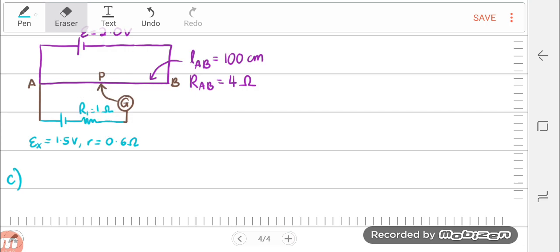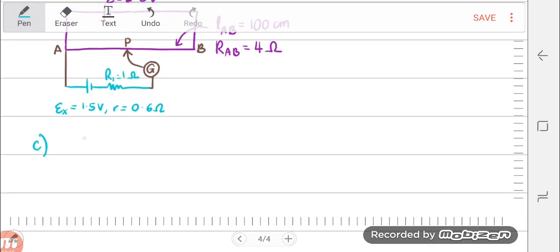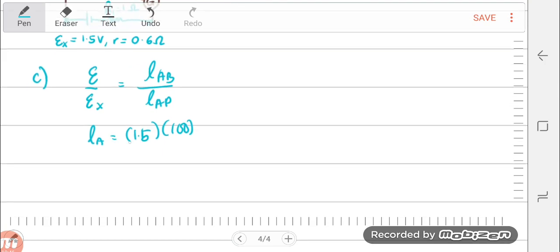So that means we can just use the basic equation from A. So we can just use EMF equals to EMF naught, because the point here is equivalent to the point here. Okay, so we just use that LAB over LAP, and then we can finally get the answer, which is the same, 1.5 times 100 over 2. That's the answer, 75 centimeter.